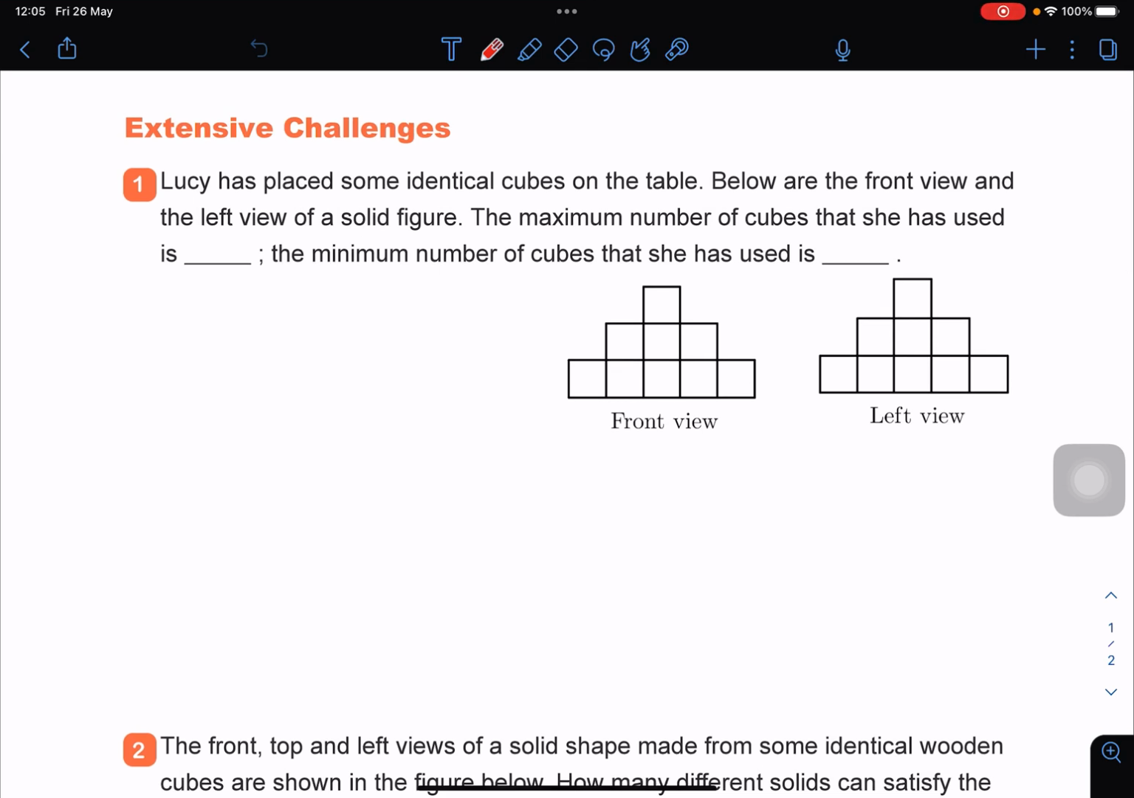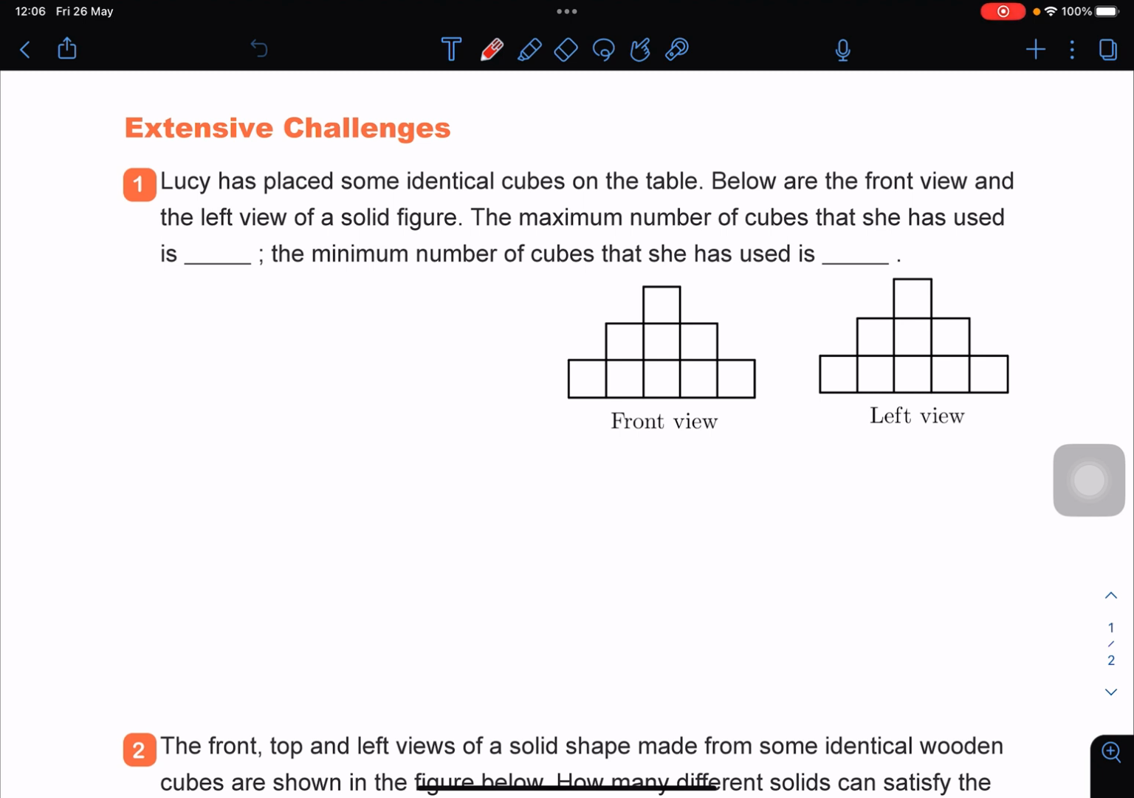Hello everyone, let's take a look at Lesson 6 Extensive Challenges Question 1. So it says that Lucy has placed some identical cubes on the table. Below are the front view and the left view of a solid figure. The maximum number of cubes that she has used is, and the minimum number of cubes that she has used is. So those are what we're trying to find, the maximum and minimum number of cubes.